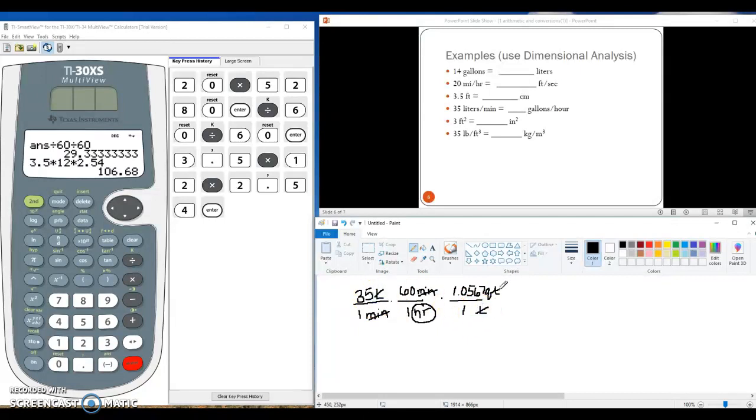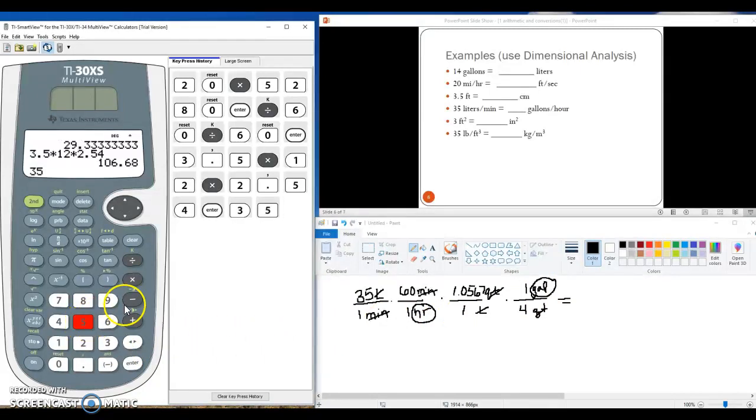But I don't want to end with quarts, so I have to keep going. Quarts is on top, so I need to put quarts on the bottom. I'm looking to go to gallons, and I find that there are 4 quarts in 1 gallon, which allows me to cancel the label of quarts. So gallons is the label that I want, circle that, and I now have gallons per hour, so I'm ready to do the math on my calculator.